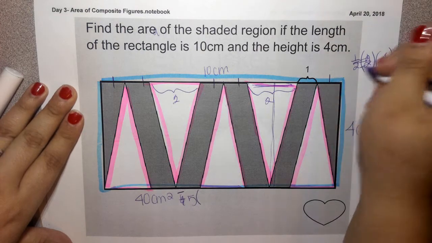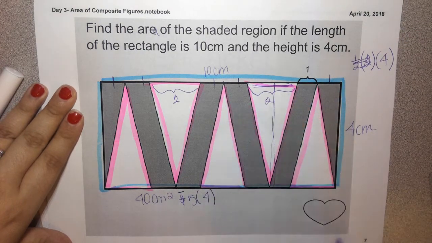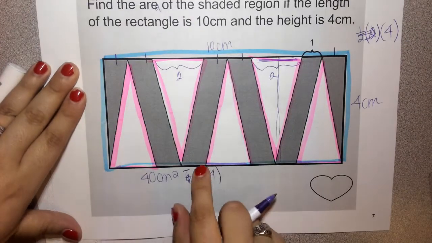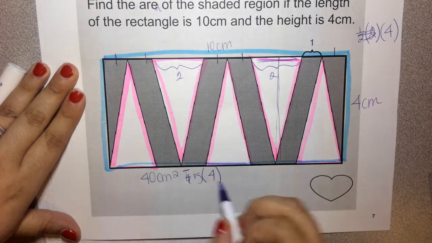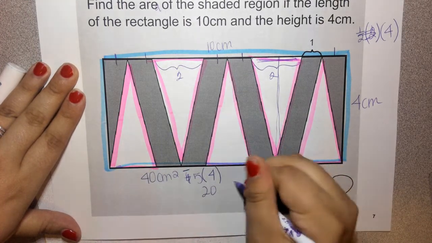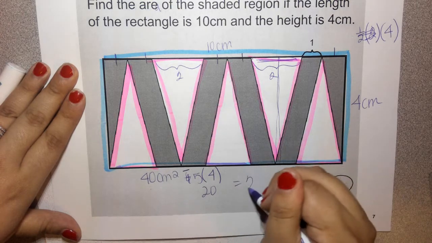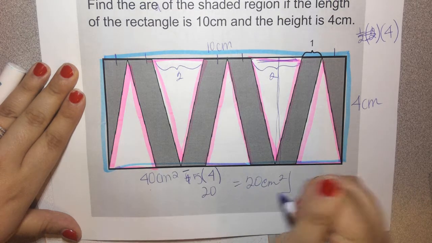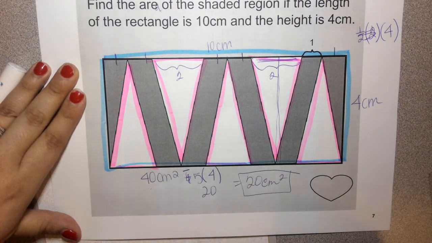Therefore, those cancel out. My area of my triangle is 4 centimeters squared. 5, because there are 5 triangles, times 4 gives me 20. And 40 minus 20 is 20 centimeters squared.